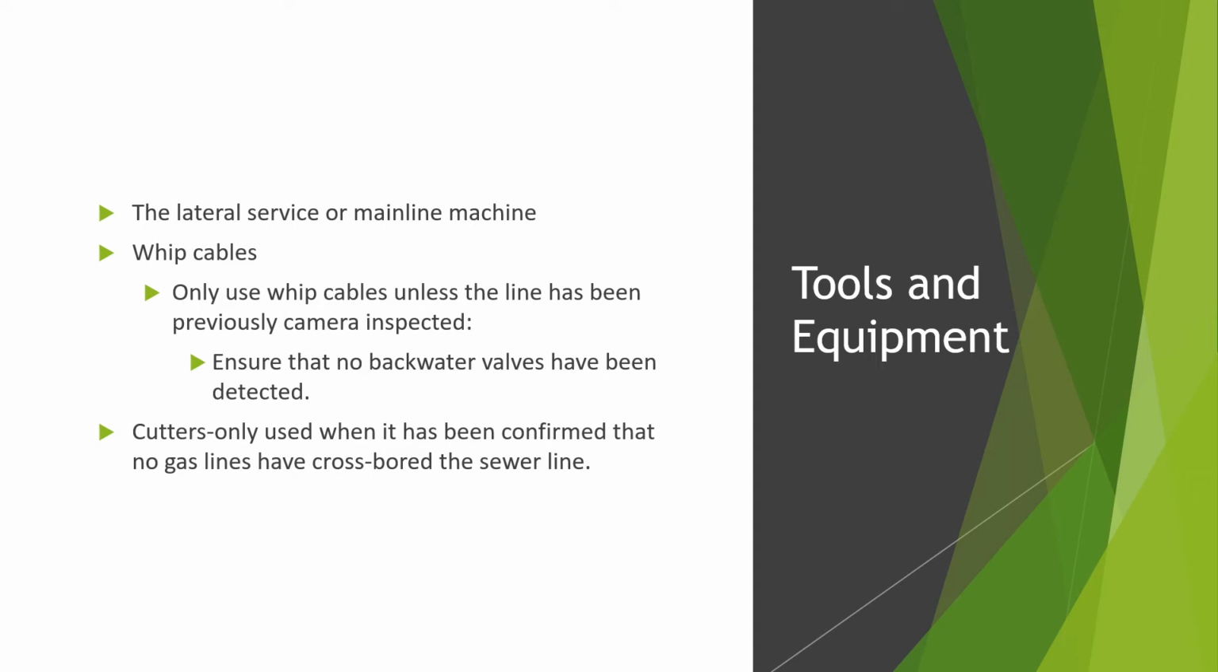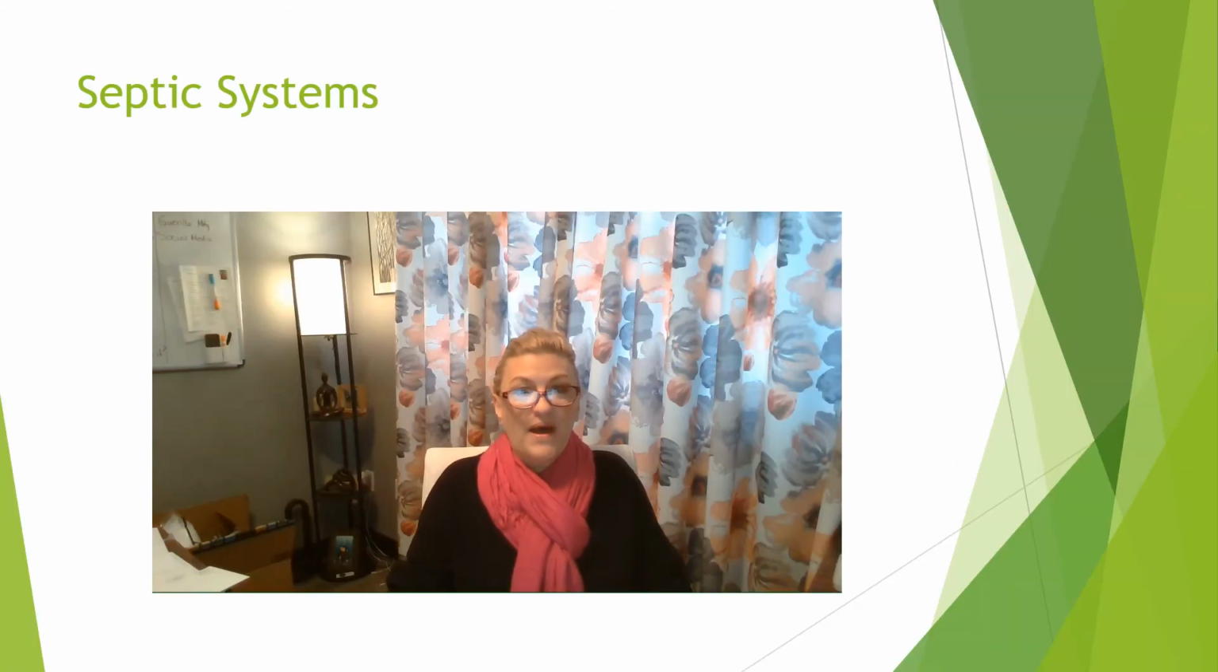Occasionally, you will use cutters, but only after verifying that the line does not have backwater valves or cross-bored gas lines. There are about 15 to 20,000 septic systems in the city and municipality of Anchorage. These can pose a definite area of concern for a customer because their drain field, their septic tank, and the connection between the septic tank and the house need to be maintained regularly.